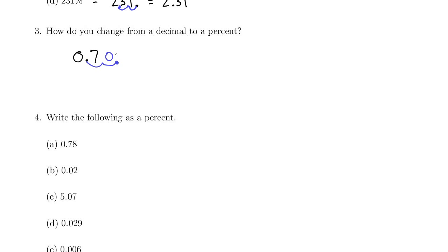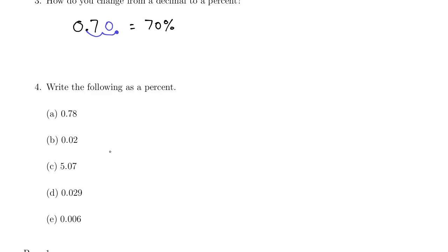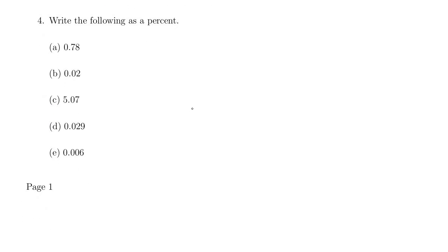So as a percent, this will be 70%. So 70, and add the percent symbol, so 70%. Let's see some more examples here. Number 4. Part A, we've got 0.78 or 78/100ths.